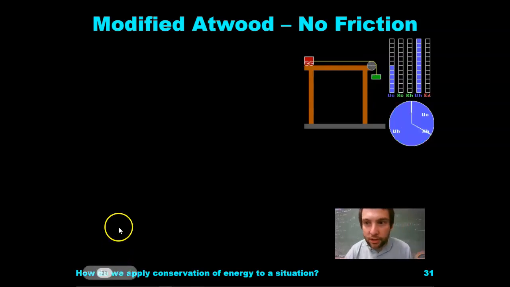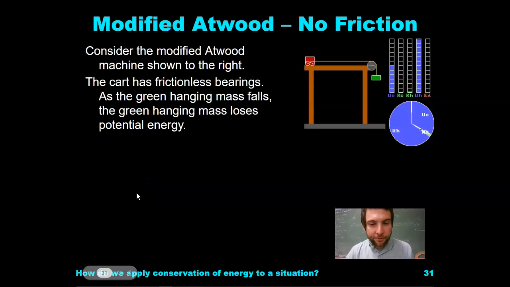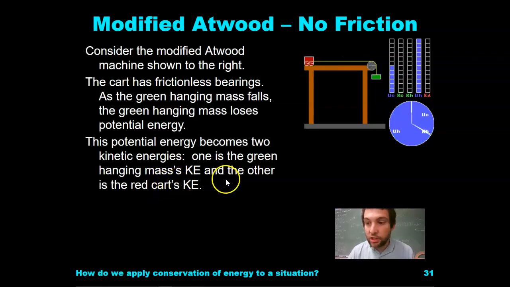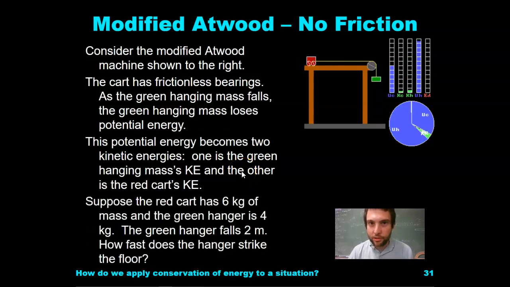Modified Atwood machine, no friction. The cart has frictionless bearings and the green hanging mass falls. The green hanging mass loses potential energy. Potential energy becomes two kinetic energies. One is the green hanging mass's kinetic energy. The other is the red cart's kinetic energy.